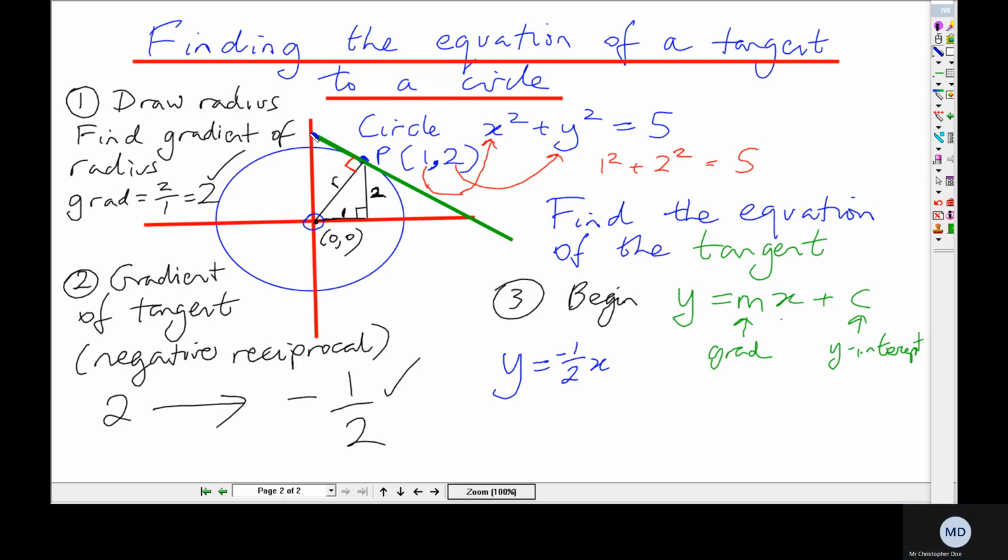What's c? Anyone know? Can you tell from the drawing? I don't think so. So we're going to have to write down y equals minus half x plus c. We don't know what c is. Now, this is maybe the hardest bit of the question. Once you've done all that, you know the gradient of the radius and the tangent, and you know it's y equals minus half x plus c.